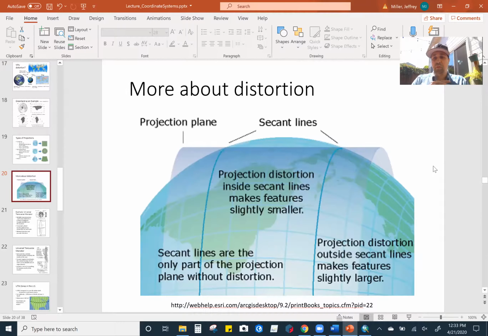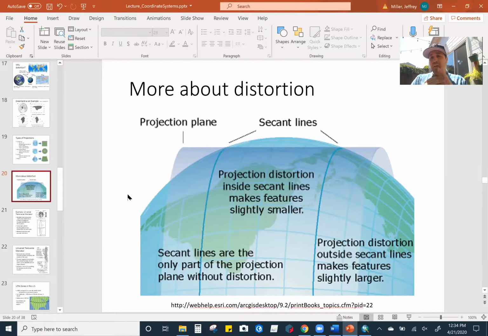Here we're looking at the cylinder kind of flipped around. These little blue lines here are known as secant lines, okay? The secant lines are the only part of the projection where there is no distortion.